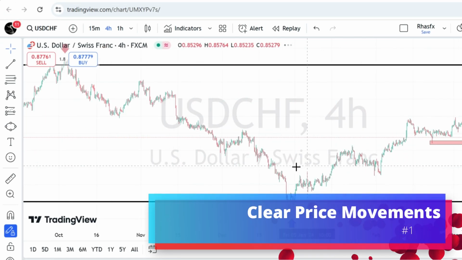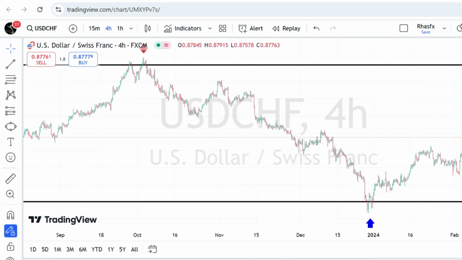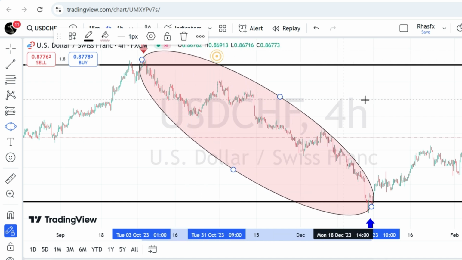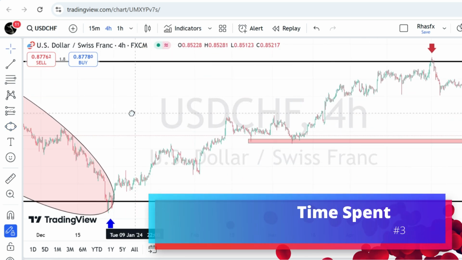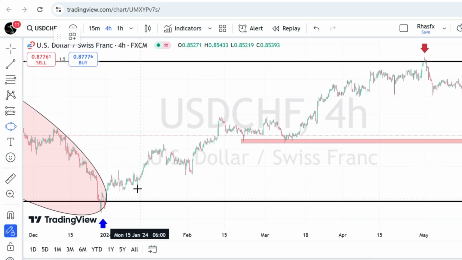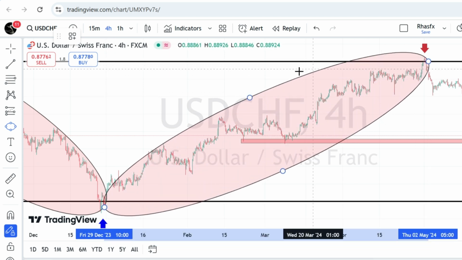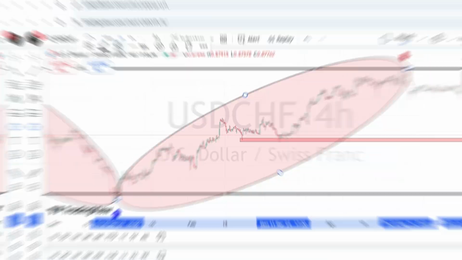The stronger the price movement away from the zone, the more significant the supply or demand level. Zones that have been tested multiple times without being broken tend to be stronger. The longer the price stays within a zone before moving away, the stronger the zone is perceived. High volume at the point of departure from the zone suggests the involvement of major market players.